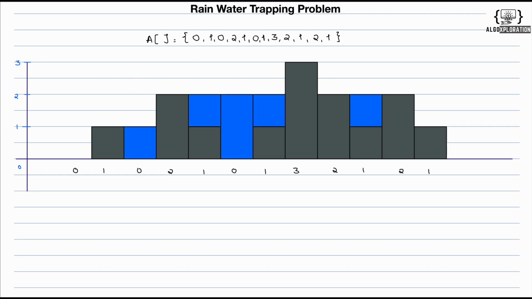Now we can see that in this section the water has been trapped. Here one block of water has been trapped, here one, here two, here one, and here one. So we can see that a total of 6 blocks of water has been trapped. So we have to return this 6. Now let's see how we can solve this problem.